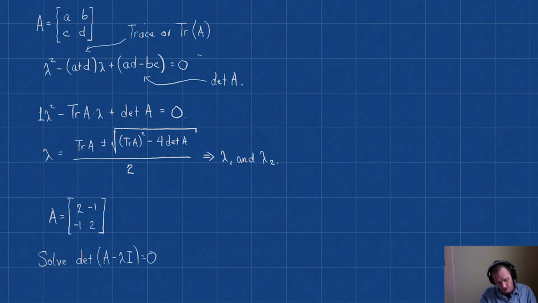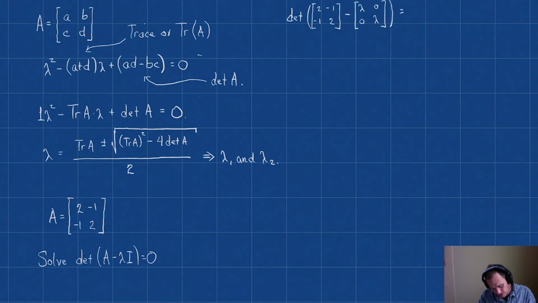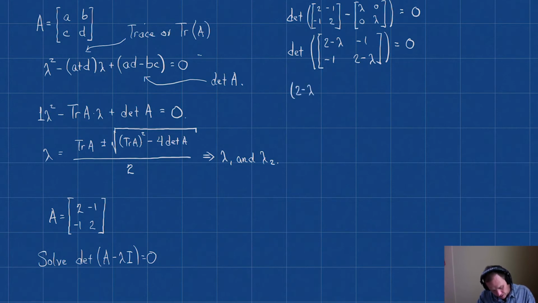So if I do this, then I have the determinant of 2, minus 1, 2, minus, and you won't have to do this step every time, I'm just doing it to show you how it all comes together, lambda 0, 0, lambda, equals 0. So this becomes the determinant of 2 minus lambda, minus 1, 2 minus lambda, equals 0. And now we take the determinant, so I get a 2 minus lambda times a 2 minus lambda, minus a negative 1 times a negative 1, equals 0.